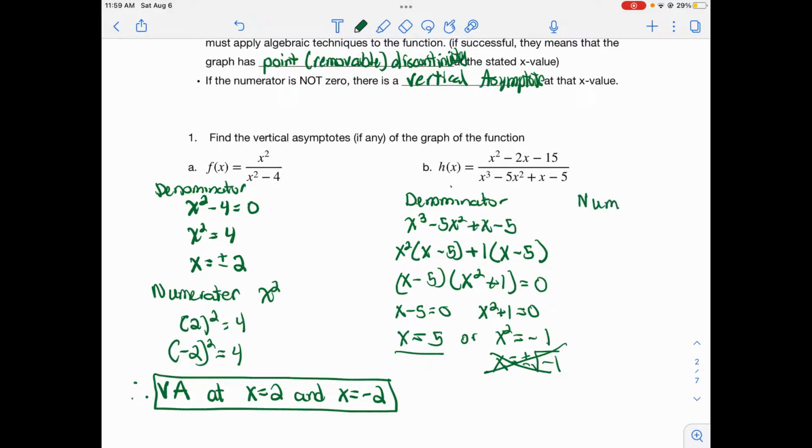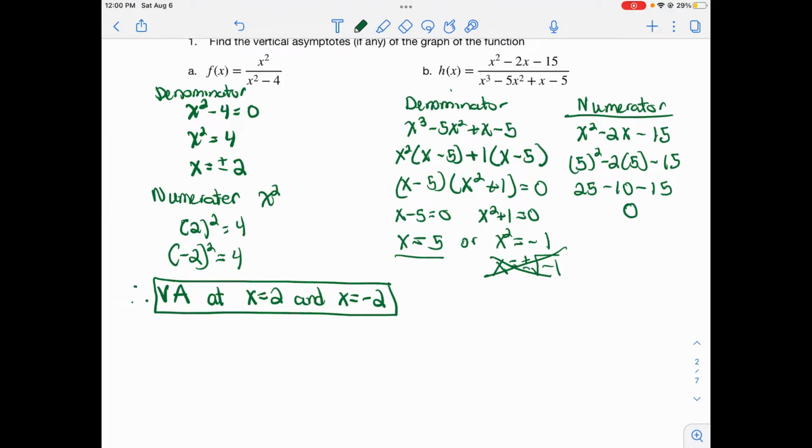So now we go to our numerator, which is x squared minus 2x minus 15, and replace every x with 5. And solve this, so we get 25 minus 10, so that's 15, minus 15... that's 25 minus 25, which is 0. So this time, when our denominator equals 0 at 5, our numerator also equals 0. So we have that indeterminate form. We have to see, do I have a vertical asymptote there, or do I have a removable discontinuity at that point?